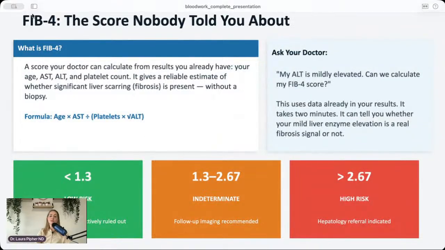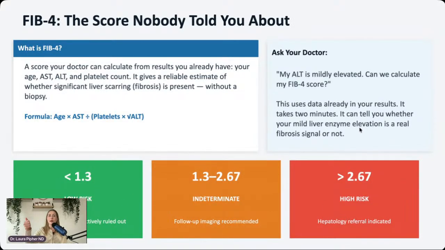Then we have FIB-4. This is a lot more applicable of a score that we can calculate ourselves. So write down FIB-4, because you can go online and look up a FIB-4 calculator. It's going to be a lot easier. This calculation is quite complex, but this is basically telling you from your AST, your ALT, and your platelets, and we can see if we have any scarring or fibrosis on the liver. So you put in your age, your AST number, your platelets, and your ALT. You need to calculate the square root here, so it's easier to go on the calculator and just find that yourself. But anything less than 1.3 is low risk.